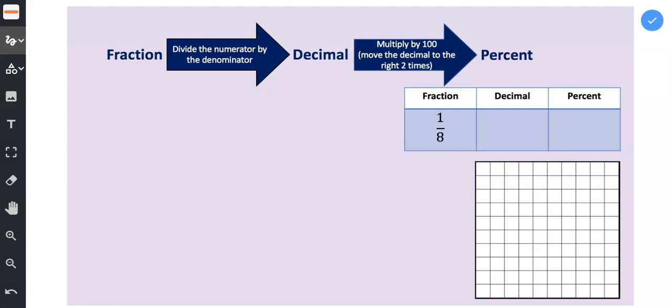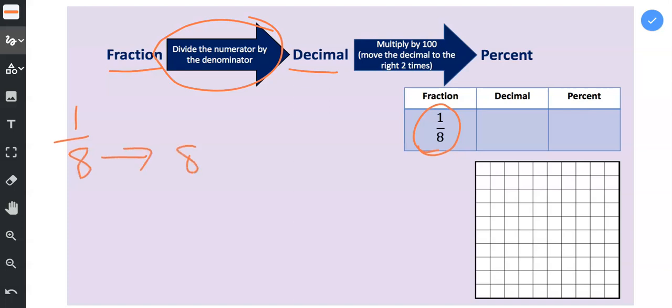Let's start by changing the fraction 1/8 to a decimal. To change a fraction to a decimal, we just divide. So we take the numerator and divide it by the denominator. The denominator slides over, the numerator goes on the inside, and then we ask ourselves, how many times does 8 go into 1? 0 times.